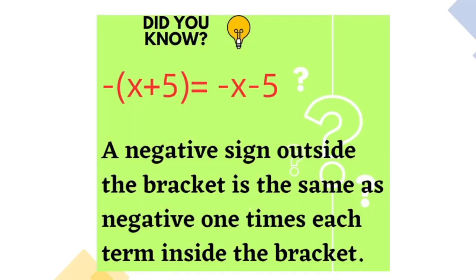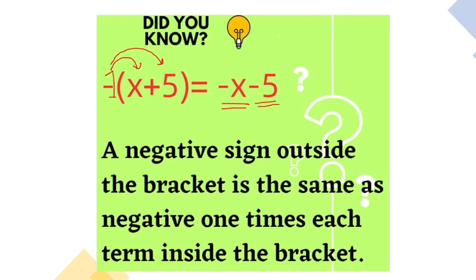A negative sign outside the bracket is the same as negative 1 times each term inside the bracket. Okay, so if there is a negative sign outside, you have to expand the bracket in such a way that it's a negative 1 outside. So when there's a number outside the bracket, we multiply by each term. So negative 1 times x will give you negative x, and negative 1 times positive 5 will give you negative 5.